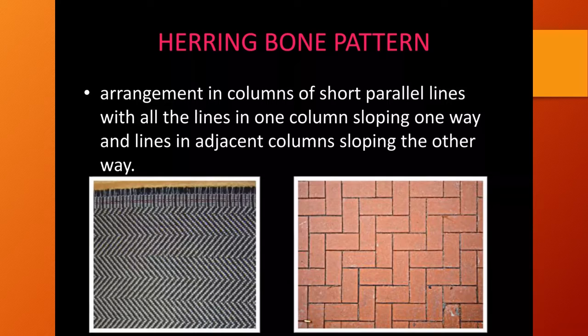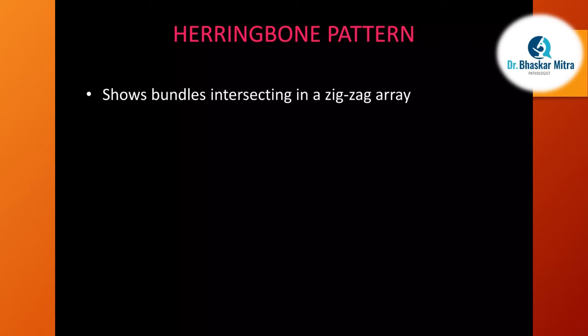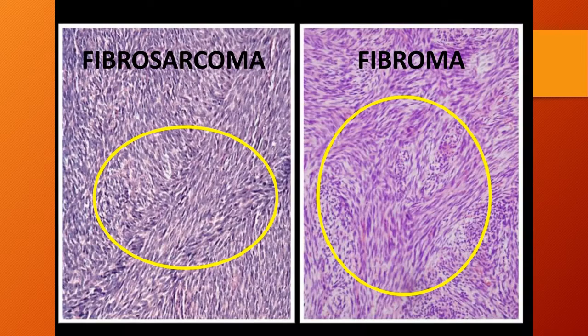Look at the previous slides. There is an arrangement of the cells in columns of short parallel lines, with all the lines of one column sloping one way and the lines of the adjacent columns sloping the other way. It is a characteristic pattern. When we see it, we call it herringbone pattern. So bundles are intersecting in a zigzag. Here it is in fibrosarcoma. On one side the cells slope one way, and on the other side the other way. Here we can see it classically in fibrous tumors, the classical herringbone pattern.